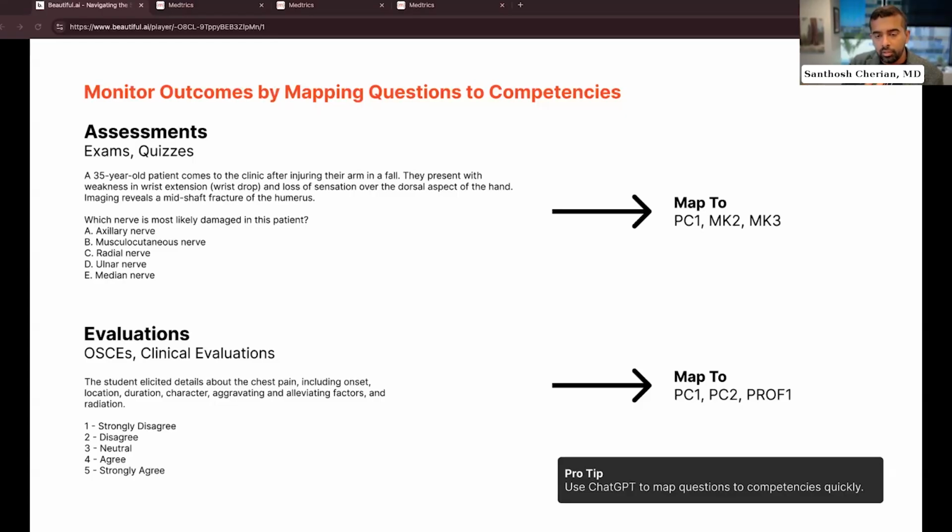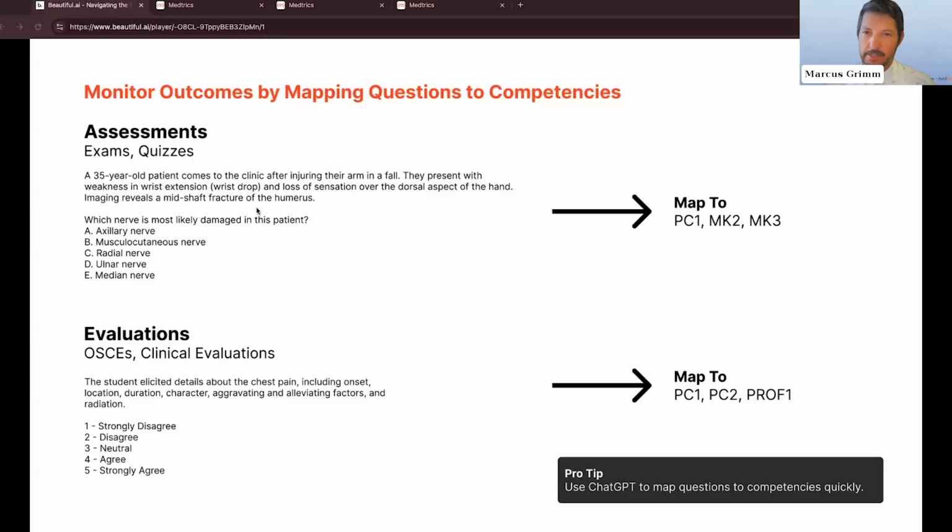And then over time, you can see how students have progressed in those competencies and how they're developing more and more skills as they go through their years of training. And so you've got it really well mapped to those competencies. So that's how it would look outside of Metrics.